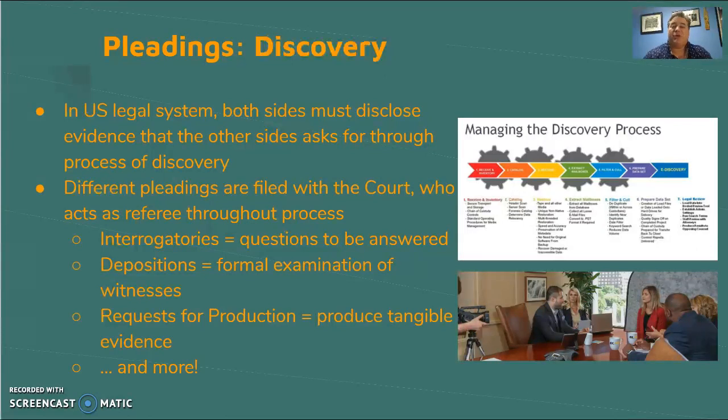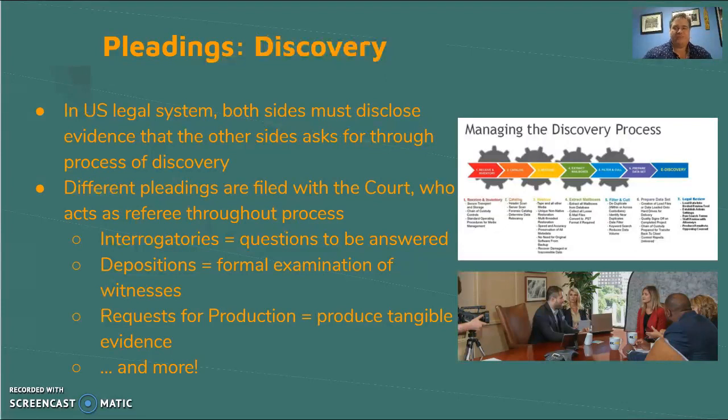You might depose any number of witnesses. A deposition is a formal examination of a witness, and you can ask them just about anything, and both attorneys are there, and this is testimony before the court that will be submitted at trial. You can ask them to produce tangible evidence through a request for production. There's lots and lots of different ways of discovering information.